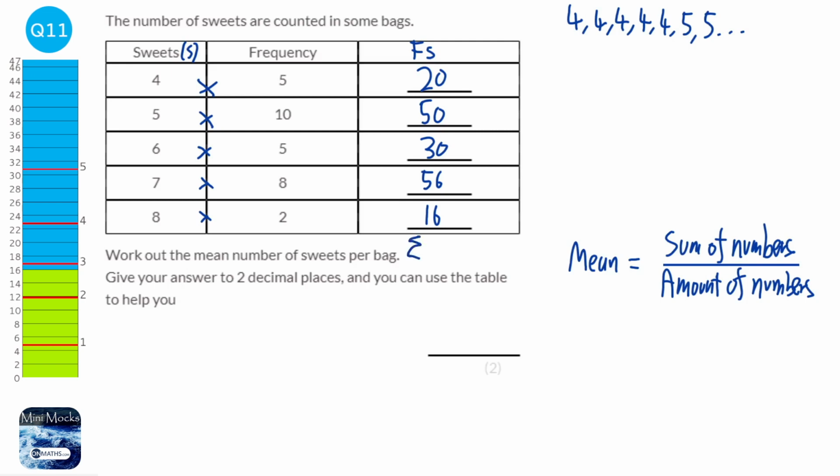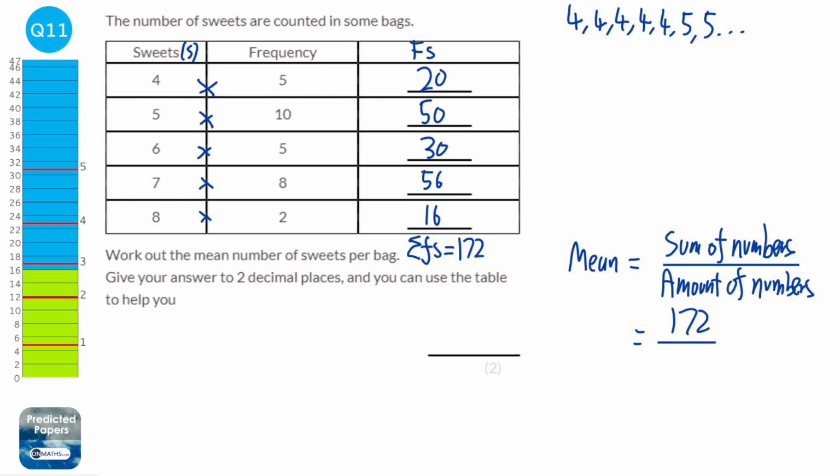And we can show that as a kind of sigma fx. And we just add up the 20, 50, 30, 56, 16. So we add up that column, which is going to be 172. So we know the top is 172.